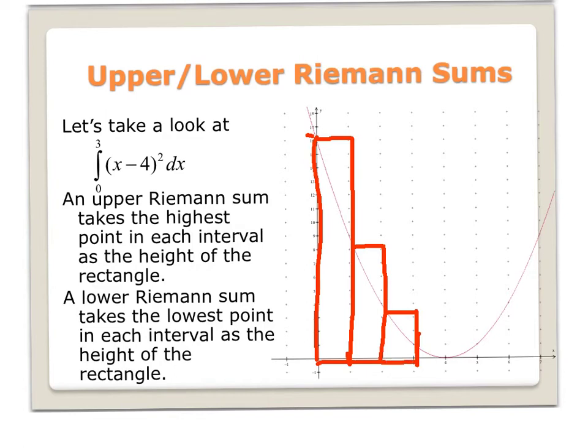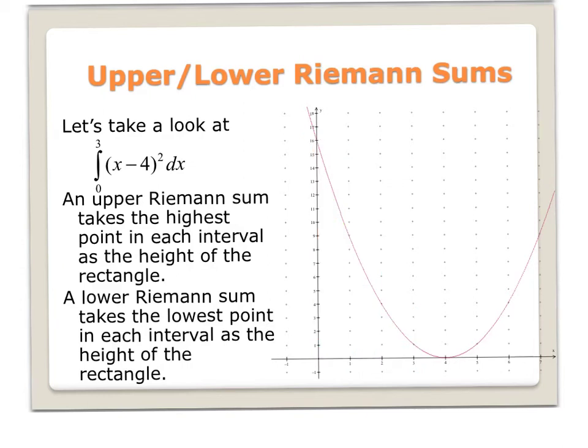Obviously, by looking at this, it would be an overestimate because the rectangles are definitely bigger than the area that I'm looking for underneath that curve, which is this area right there. So you can see there's parts of the rectangles that are above the curve that I'm including in my estimate. So this is going to be an overestimate.